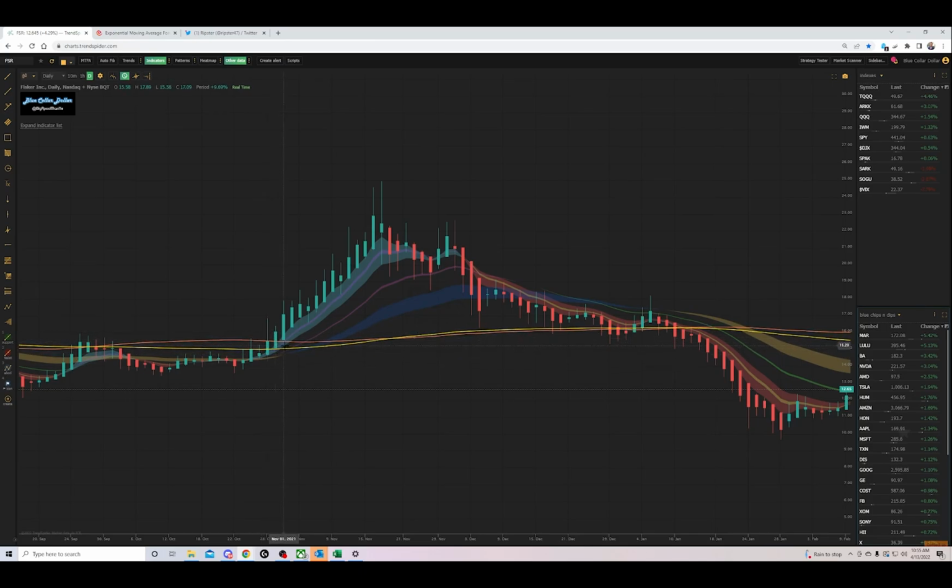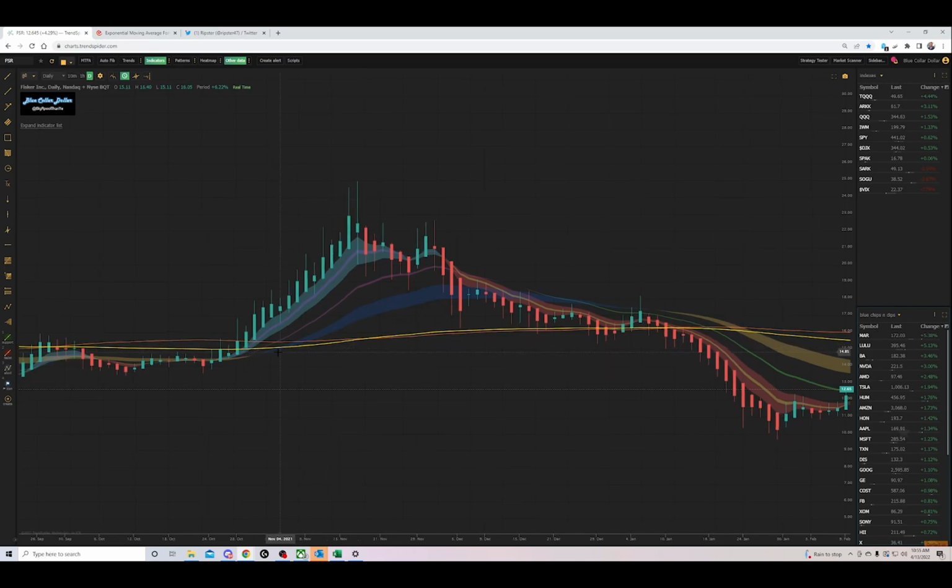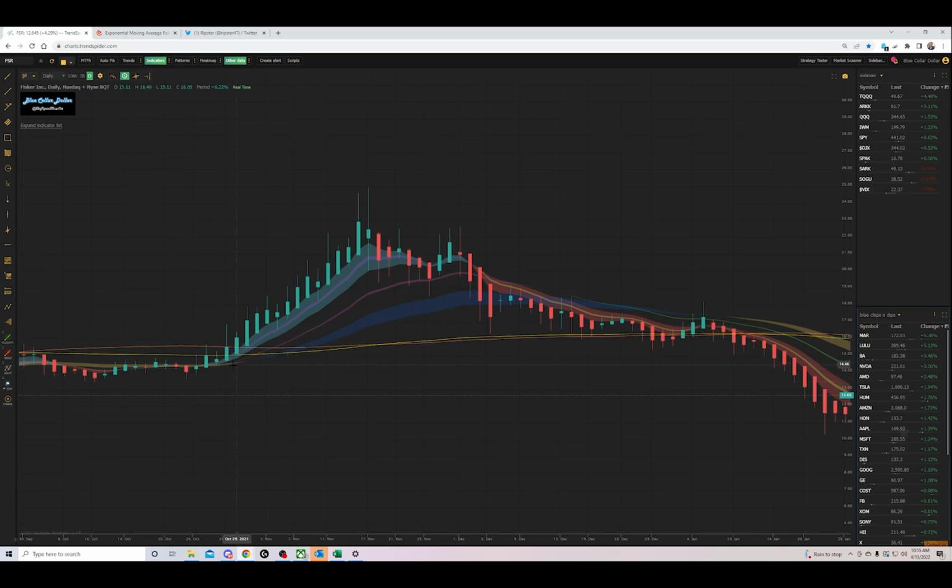So using this as a support and resistance level, if I'd entered here on October 30th at $15 and used for my risk the bottom cloud down here, $14.50, I could have risked 50 cents and waited and then sold when it broke this middle cloud all the way up here for $20.